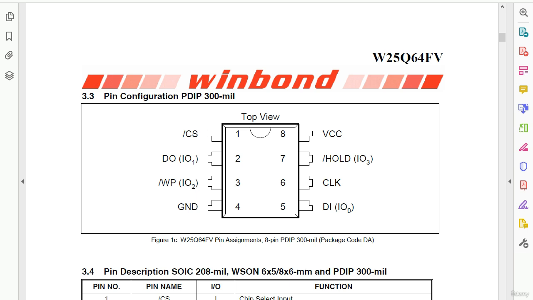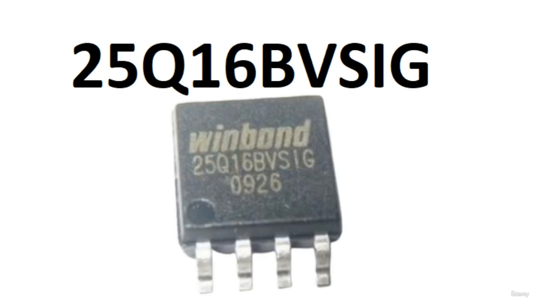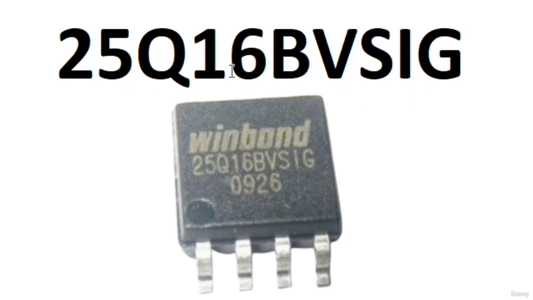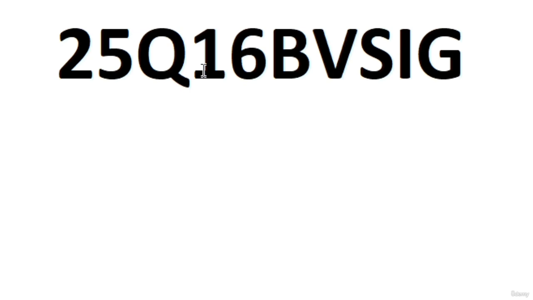So let's get started. As you can see here, this is an 8-pin BIOS chip. But first, I will show you how to download any BIOS chip you want. Let's assume that, for example, we have a BIOS chip with this reference 25Q16BVS IG. Here we have 16, so this is the size of the BIOS chip. 16 in megabit equals 2 megabyte, as we have seen in the previous lecture, where we discussed the BIOS chip sizes.